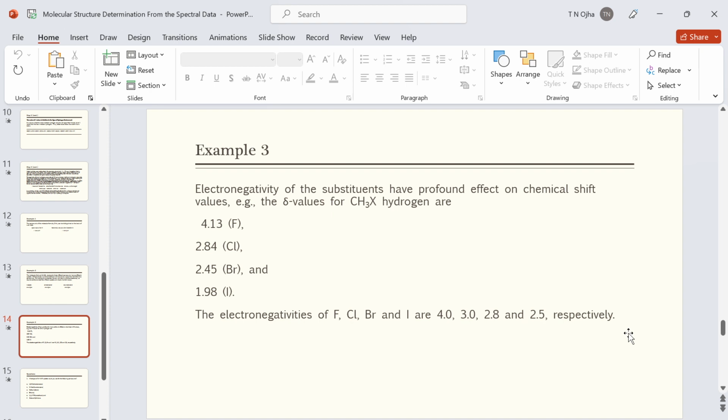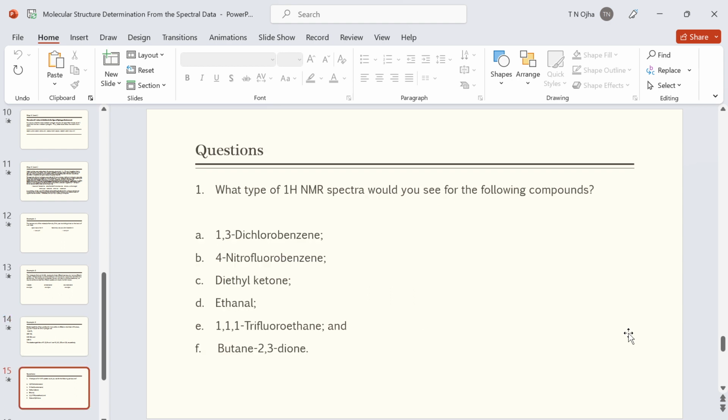Electronegativity has profound effects on delta values. Some data are given here. In CH3X, where X is fluorine, chlorine, bromine, iodine, the data are 4.13, 2.84, 2.45, and 1.98. That's a drastic difference, so electronegativity plays a very important role. Other examples are 1,3-dichlorobenzene, 4-nitrofluorobenzene, diethyl ketone, ethanal, 1,1,1-trifluoroethane, and butane-2,3-dione.